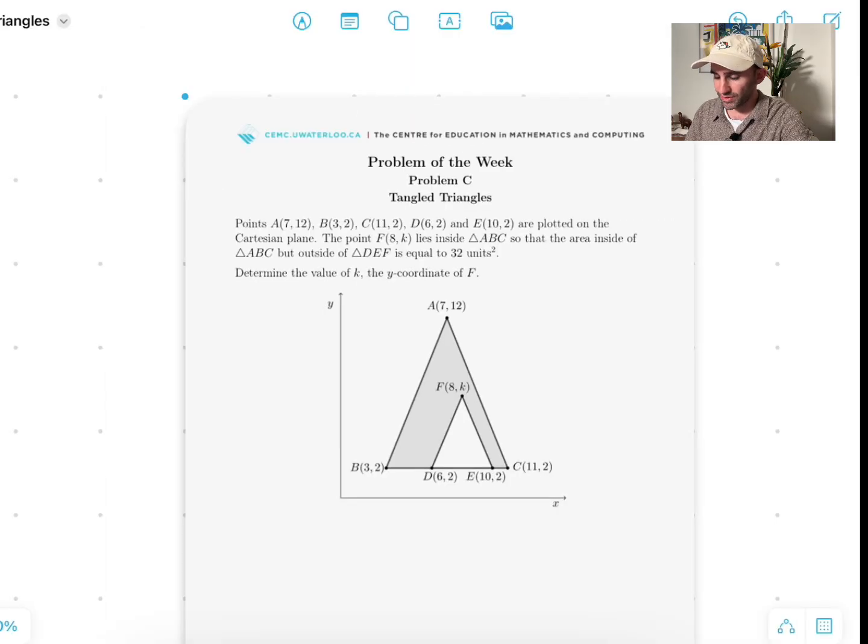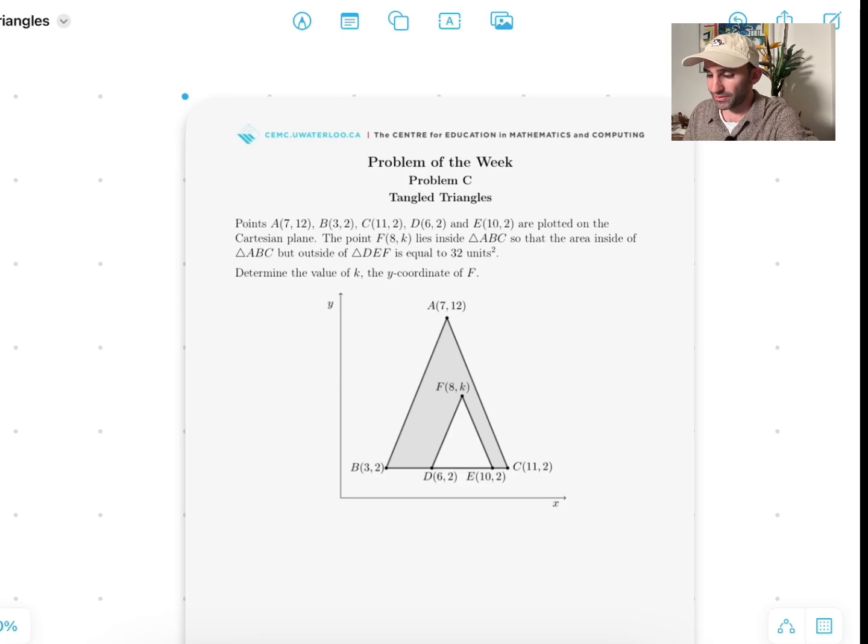This comes from the Center for Education in Mathematics and Computing. I will link this problem down below. So, today's problem is called Tangled Triangles. Follow along if you'd like to solve.